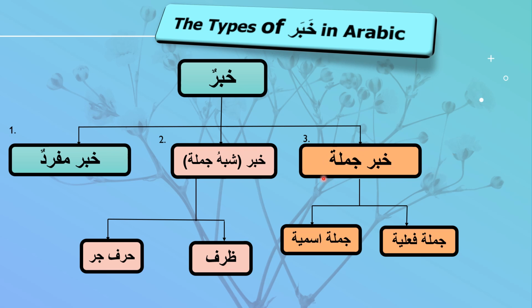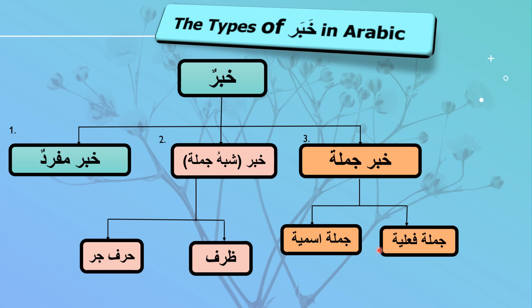And the third type of khabar is the khabar jumla, when a khabar comes not as a single word but as a whole sentence. What type of sentences are those? It's divided into two types of sentences. One is jumla ismiya. If a khabar comes as a jumla ismiya for the mubtada, then it is called khabar jumla ismiya. And the other type of jumla is jumla fi'liya. If the khabar comes as a jumla fi'liya, it is known as the khabar jumla fi'liya.